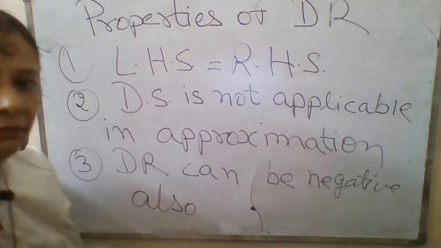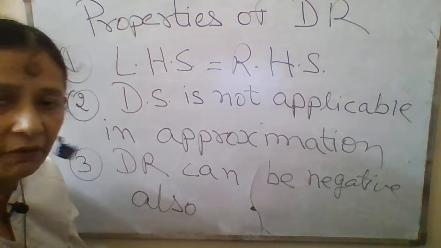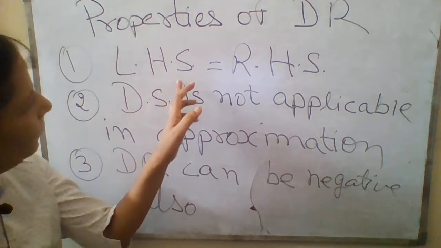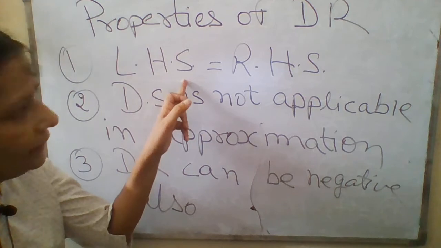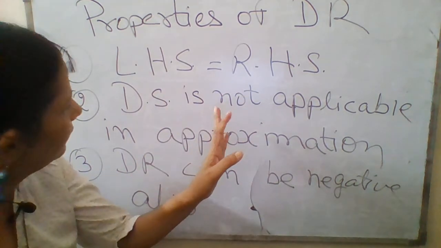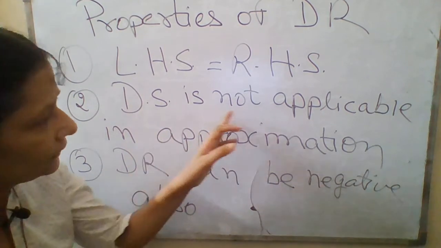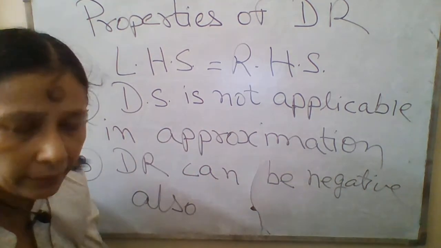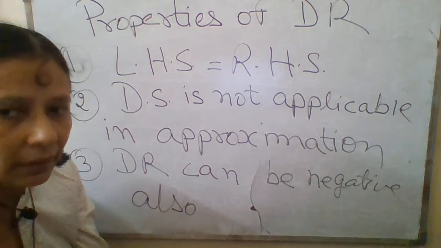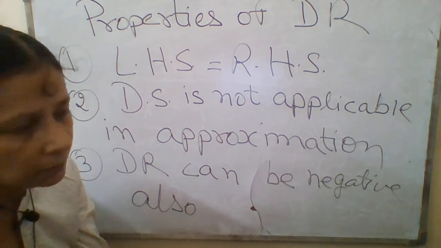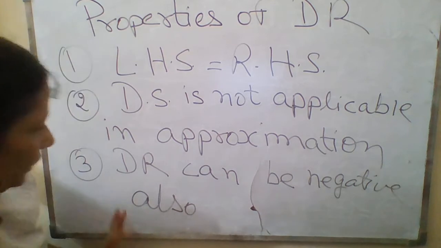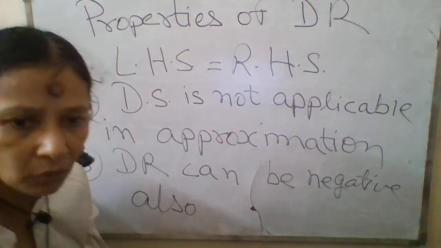Now look here, we are doing properties of digital root. So what are the properties? The property says that the left hand side of a sum is always equal to the right hand side. Then DR is not applicable in approximation. Suppose you are dividing, and if you get the answer in approximate values, it will not be applicable in approximation. Then the DR can be negative also.